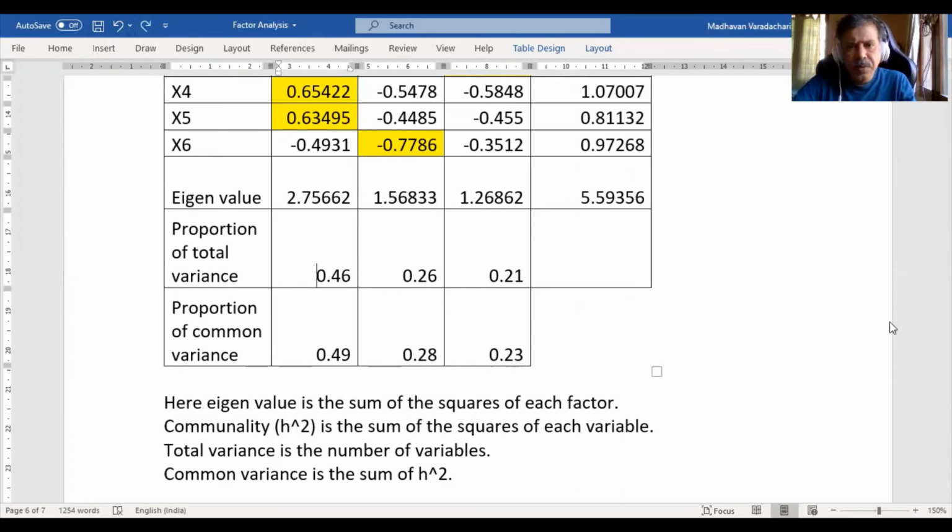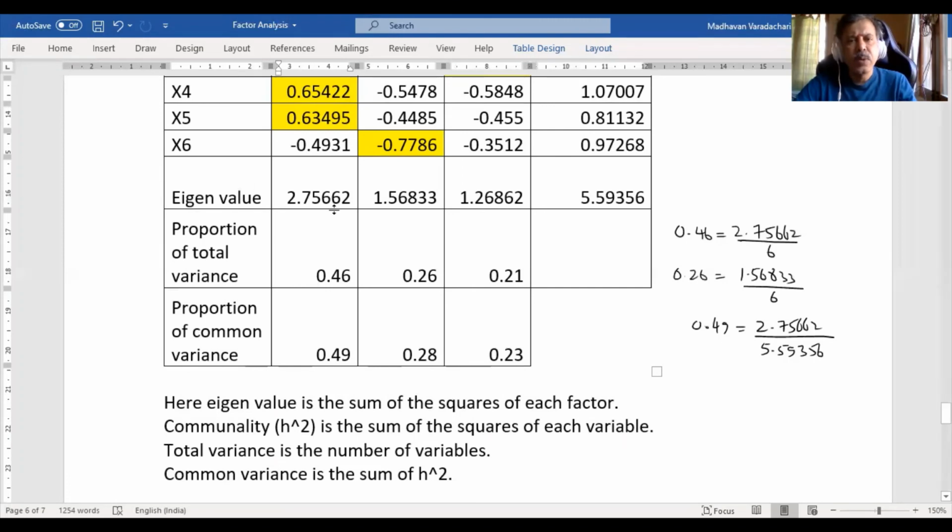This 0.46, how do we get it? I can say 0.46 is obtained by 2.75662 divided by 6. Likewise, even this 0.26, I can say it is obtained by 1.56833 divided by the number of variables, which is the total variance. Whereas the common variance, how do we calculate? This 0.49 we get by taking this 2.75662, that eigenvalue, divided by the common variance, which is 5.59356. Likewise, you get that 0.49. Similar is the case for 0.2, 1.56833 divided by this, you get this.